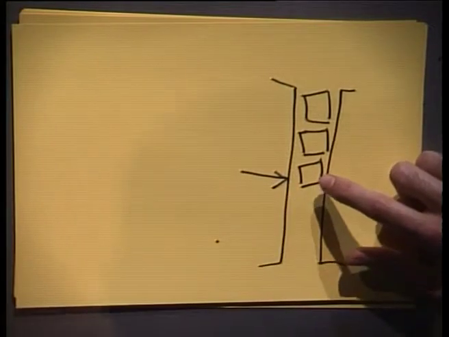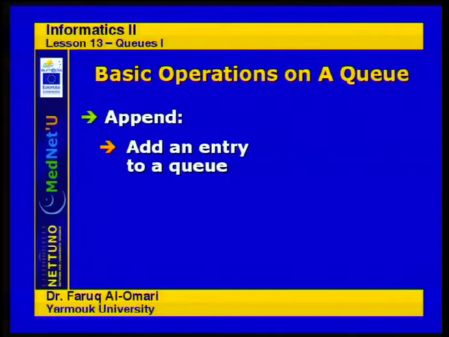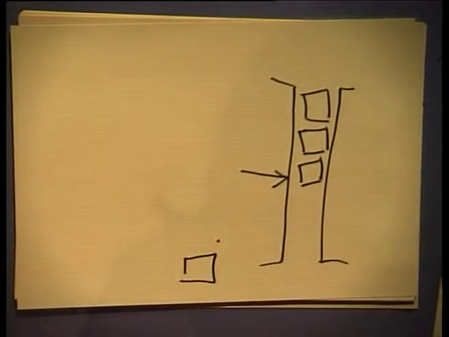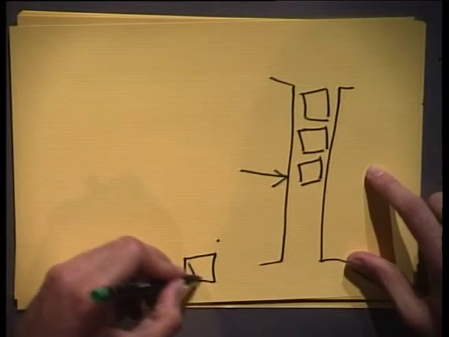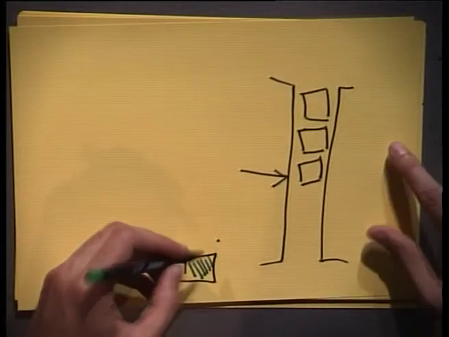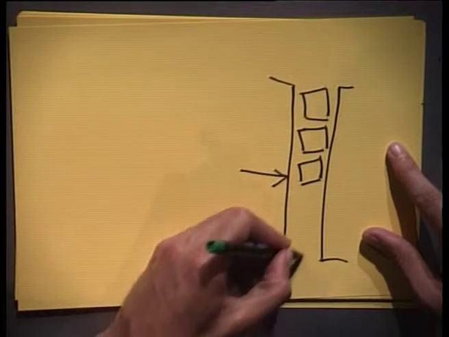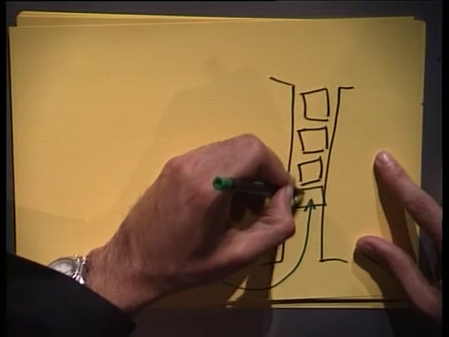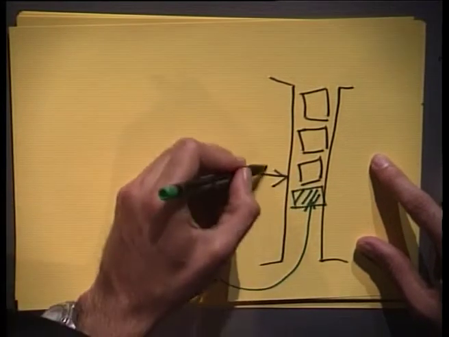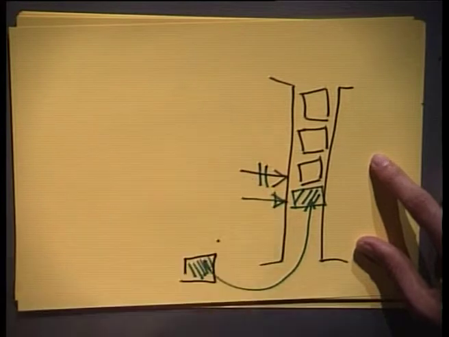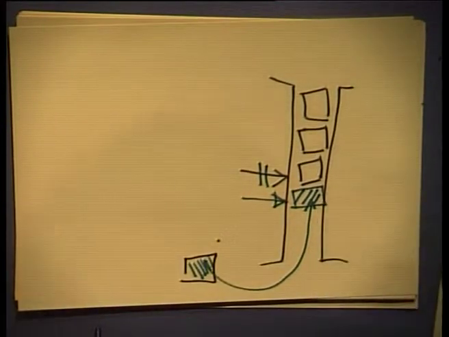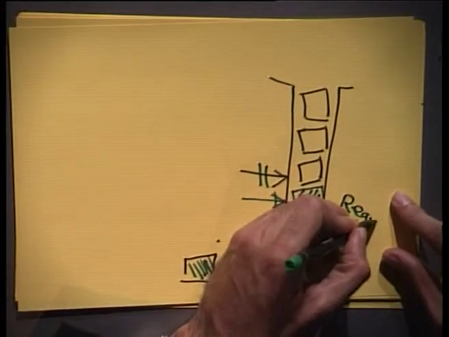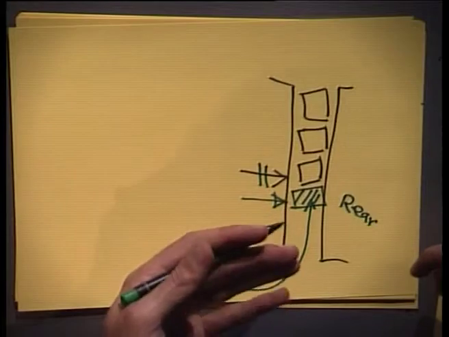Now, append means to add an entry to the queue. That means I have a new entry in here, and I need to add this to my queue. So basically, this is going to go to the rear of my queue. Accordingly, I'm going to adjust this pointer to point to this last entry. So I append at the rear, at the very end, as the very last entry in my queue.